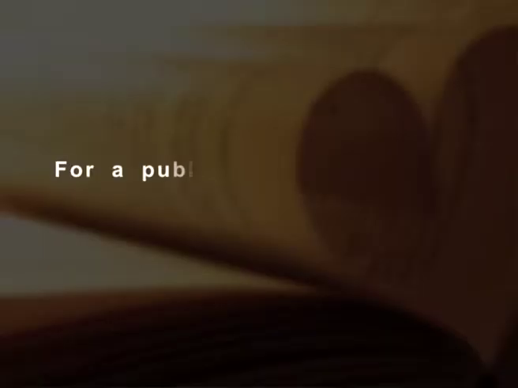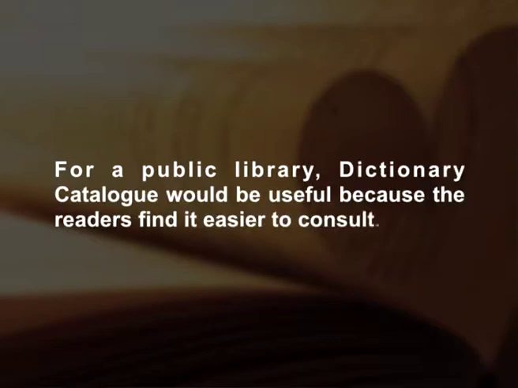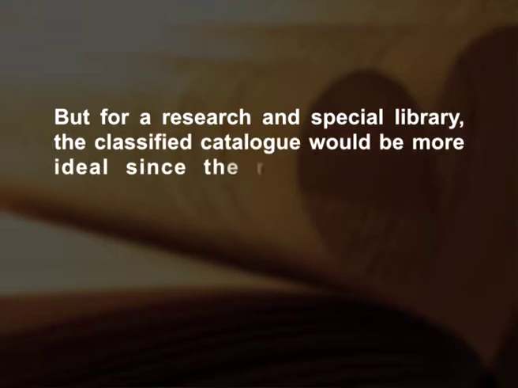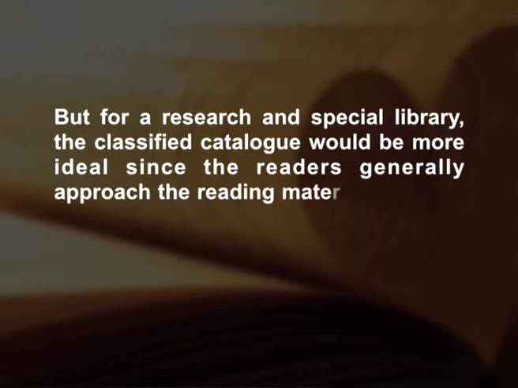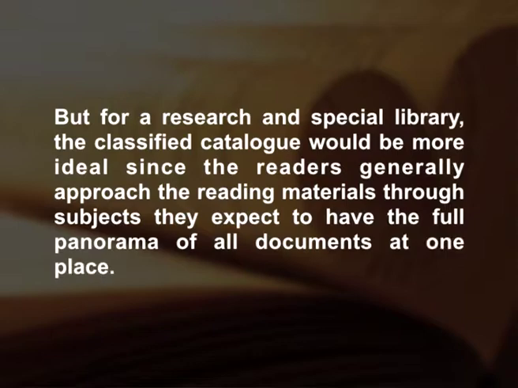It is also important to select the right kind of catalog for the library. Here, the question is whether to go for a classified catalog or for a dictionary type. For a public library, a dictionary catalog would be useful because the readers find it easier to consult. The readers of a public library do not require deep study of various subjects. But for a research and special library, the classified catalog would be more ideal since the readers generally approach the reading materials through subjects and expect to have the full panorama of all documents at one place.